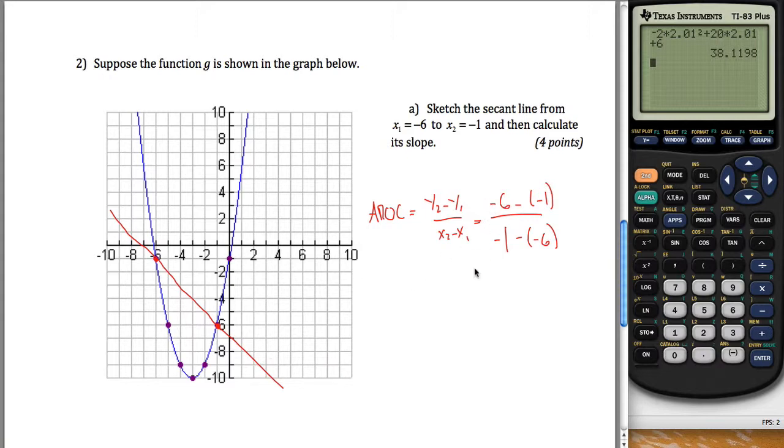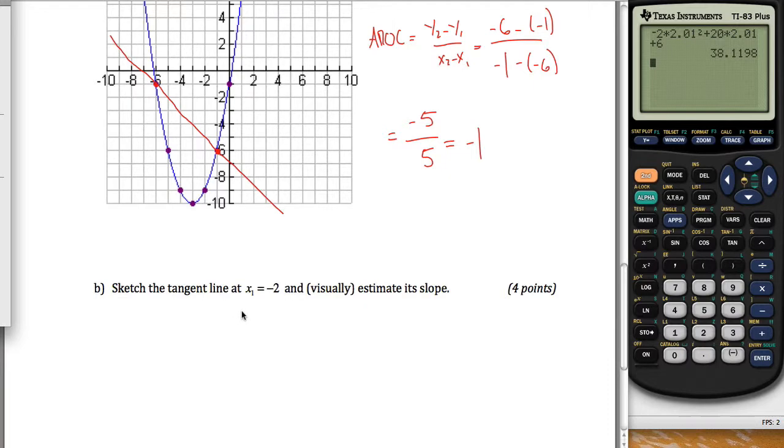I guess that's fine. -6 minus -1 is the same as -6 plus 1, which is -5. -1 minus -6 is the same as -1 plus 6, which is 5. -5 divided by 5 is just -1, which is about what this looks like, right? It's negative and roughly diagonal. So it's got a slope of -1.